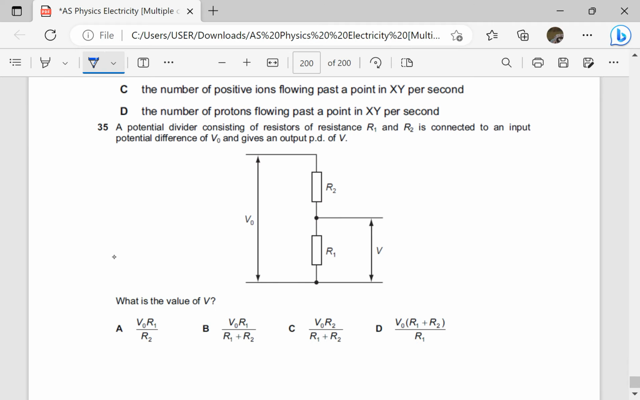A potential divider circuit consists of resistors of resistance R1 and R2 connected to an input potential difference V0 and gives an output of V. So the output is V. What is the value of V? So we just look for the potential divider formula. V is going to be the resistance across that point, which is R1, over total resistance, which is R1 plus R2, times the voltage supply, which is V0. So the answer here is going to be B.